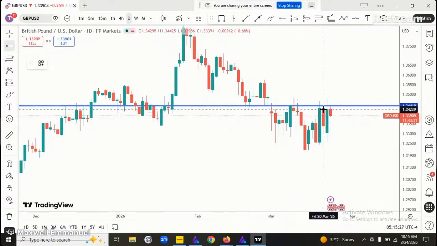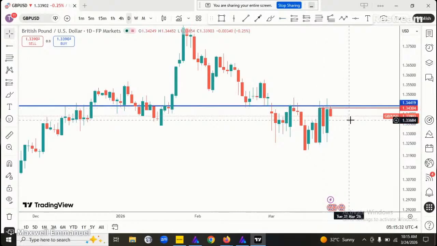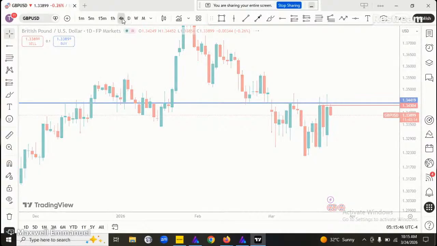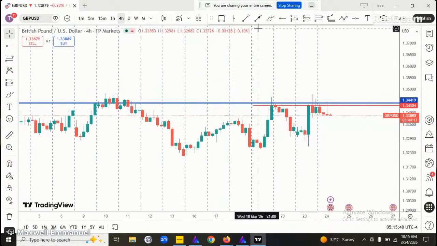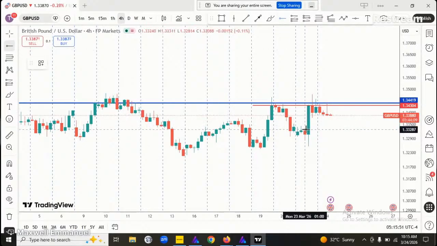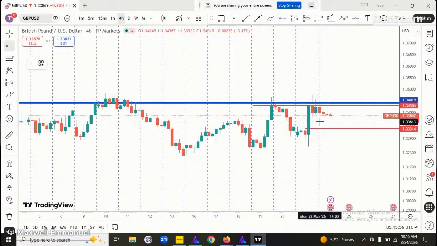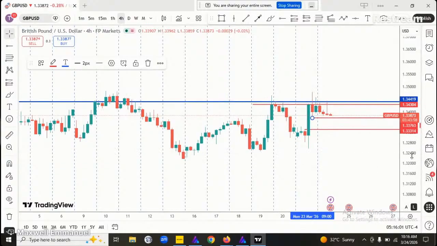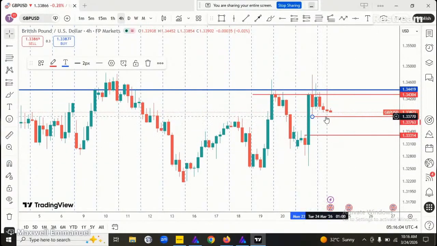Price tested this zone, and there was a strong rejection from that zone. So let's go to 4 hour. It created a fair value gap on the 4 hour time frame. The price might want to confirm this fair value gap. So this is where I would be considering going bullish on GBP USD.